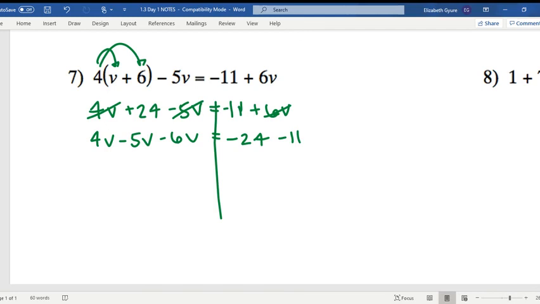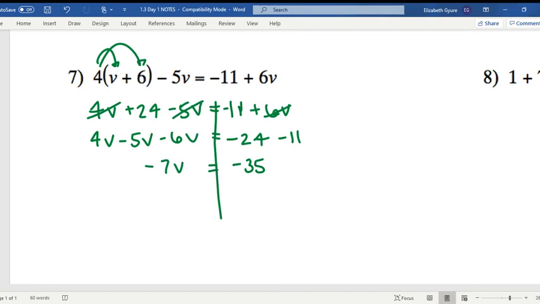So since you're still alive, Dallas, what do I do next? Yeah, good. So we're going to have 4v minus 5v minus 6v. Again, if you need to, plug your 4 minus 5 minus 6 in your calculator. That's going to give you minus 7v equals, and now simplify the numbers. Negative 24 minus 11 is negative 35.